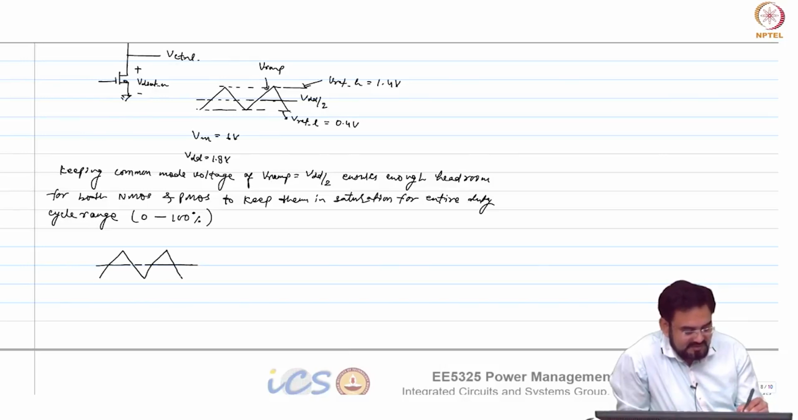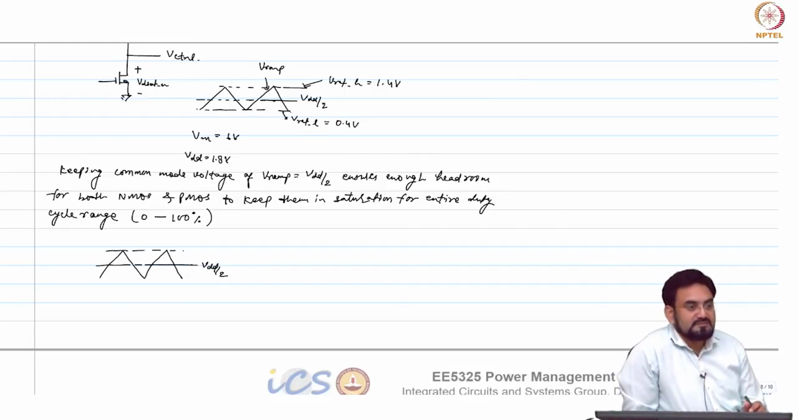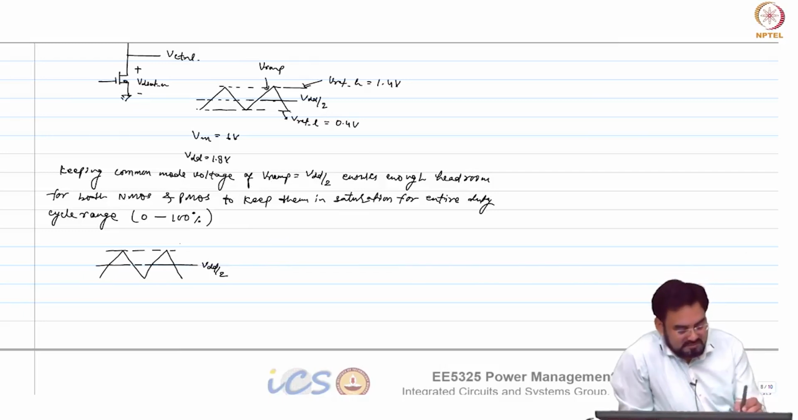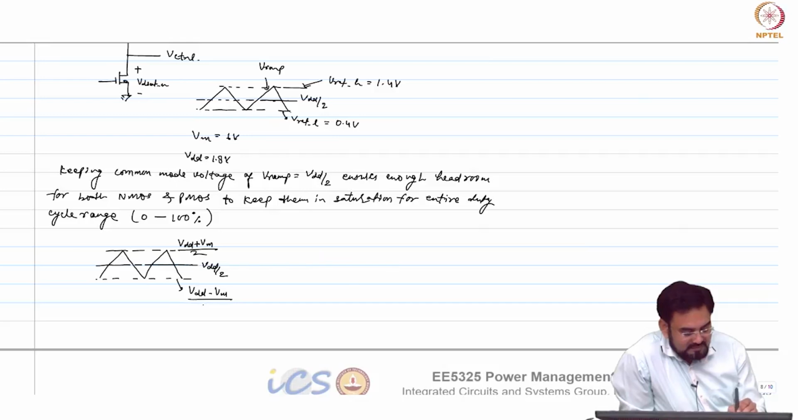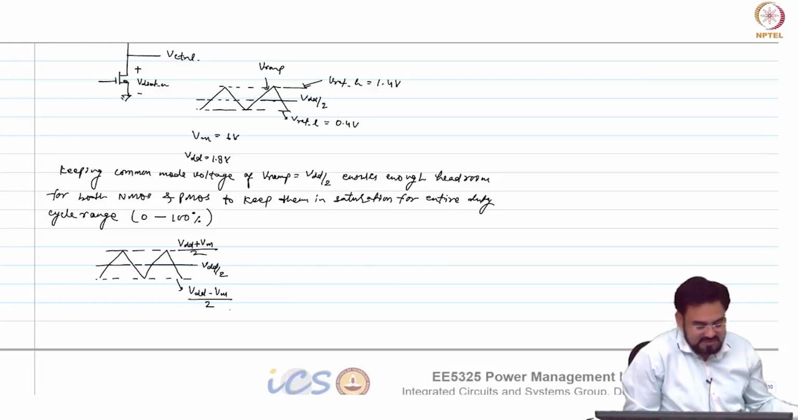So, or simply you can say that if this is VDD by 2, then this will be how much? VDD plus VM by 2, VDD plus VM by 2, and this will be VDD minus VM by 2. So you are getting 0.8 by 2, which is 0.4. Okay.